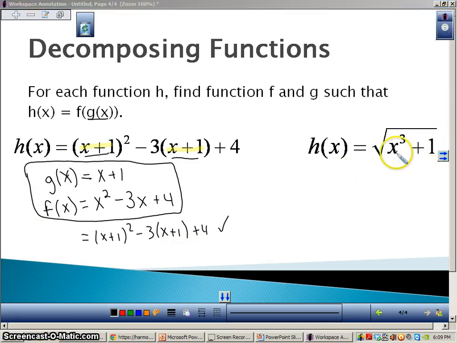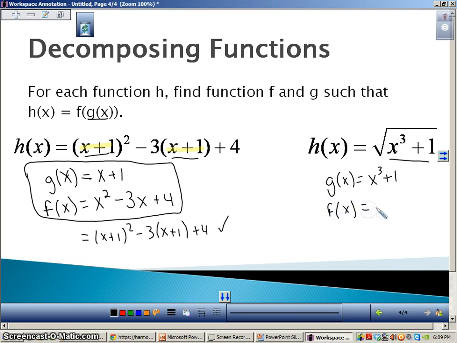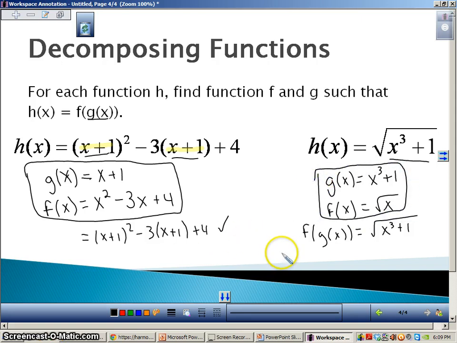For this function over here, I have the square root of x cubed plus 1. Well, what does it look like is on the inside? x cubed plus 1. So we're going to let g of x equal x cubed plus 1. And if I were to replace x cubed plus 1 with just an x, my f of x would then be the square root of x. So if I rewrote f of g of x, I would end up back where I started, the square root of x cubed plus 1. So the answer would be g of x equals x cubed plus 1, and f of x equals the square root of x.